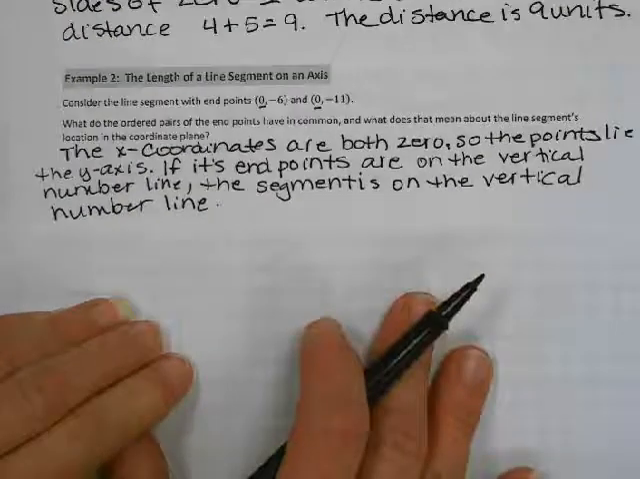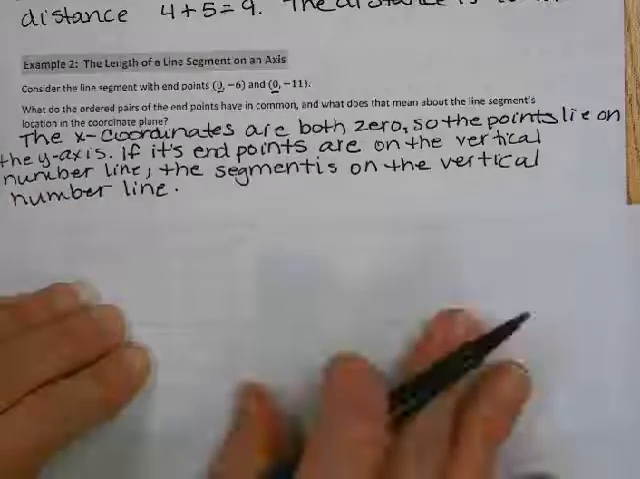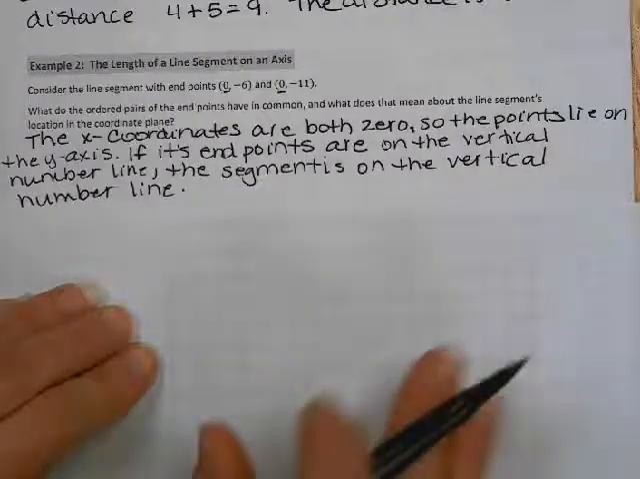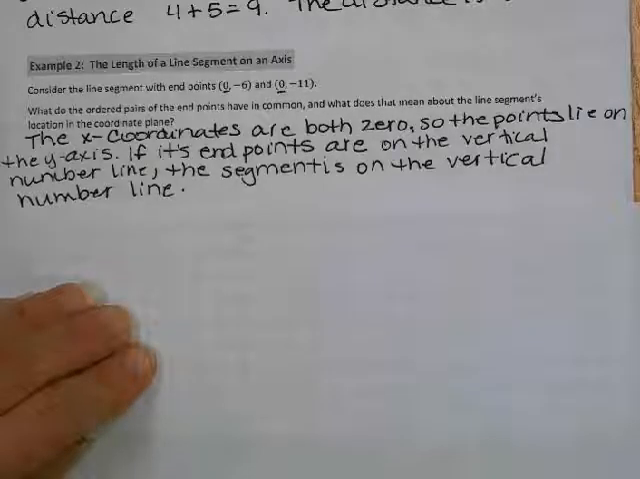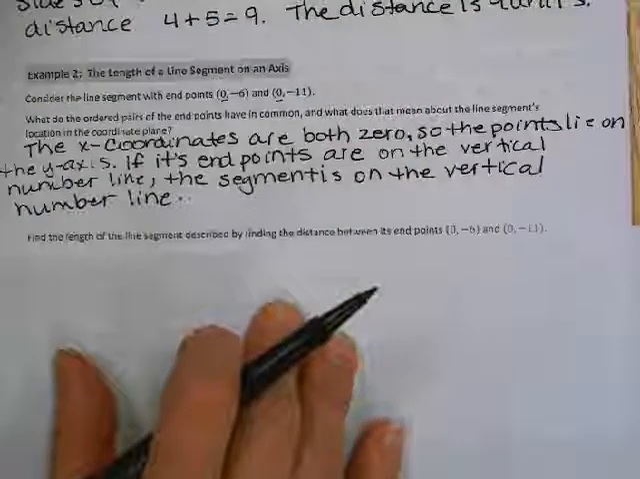Well, the x-coordinates are both 0, so the points lie on the y-axis. If its endpoints are on the vertical number line, then the segment is on the vertical number line. So that's just telling us where the segment is, that it is on the vertical number line because both these points are on the vertical number line.